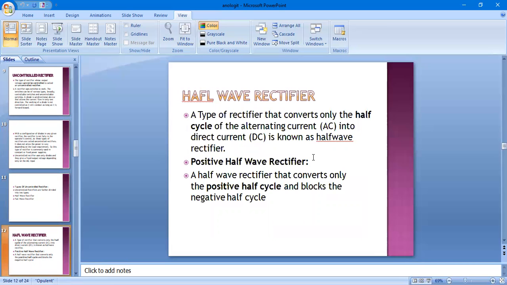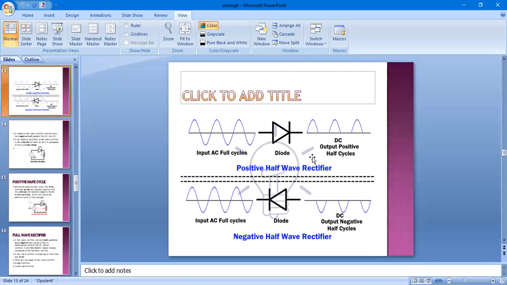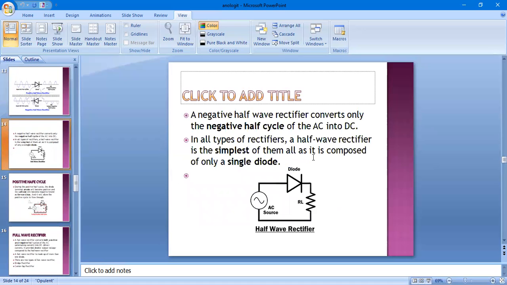Half-wave rectifier: a type of rectifier that converts only half the cycle of alternating current into direct current is known as a half-wave rectifier. Positive half-wave rectifier: a half-wave rectifier that converts only the positive half cycle and blocks the negative half cycle. Let's look at this diagram. Input AC full cycle, DC output positive half cycle. A negative half-wave rectifier converts only the negative half cycle of AC into DC.